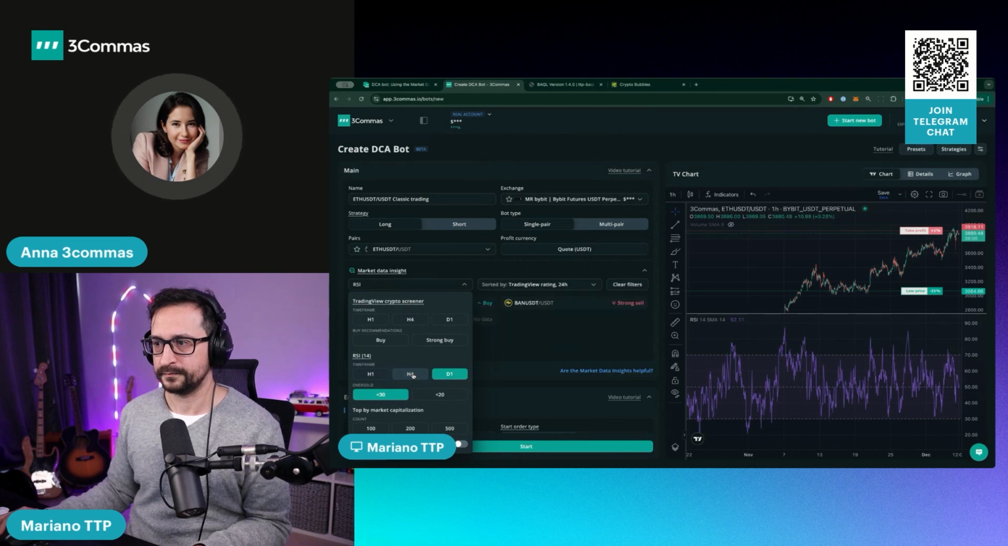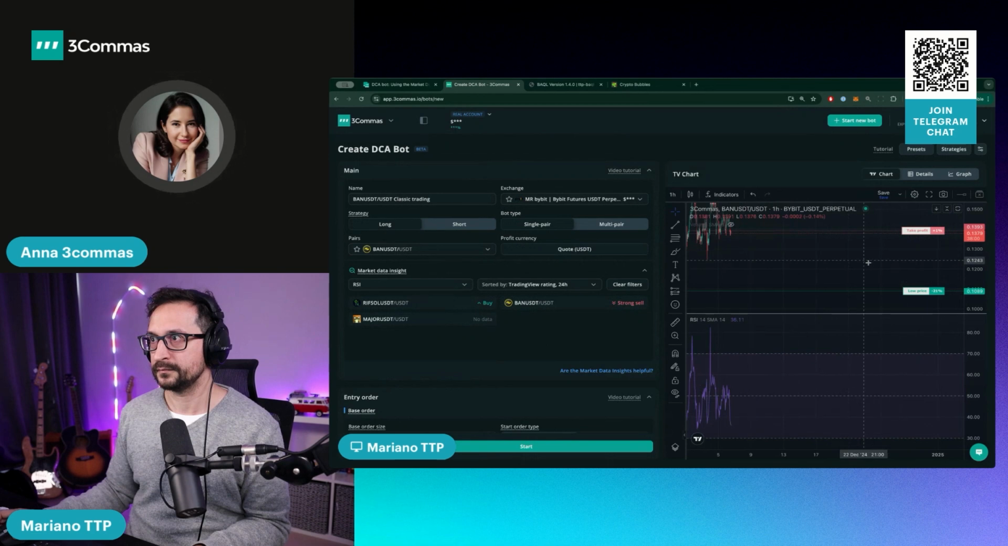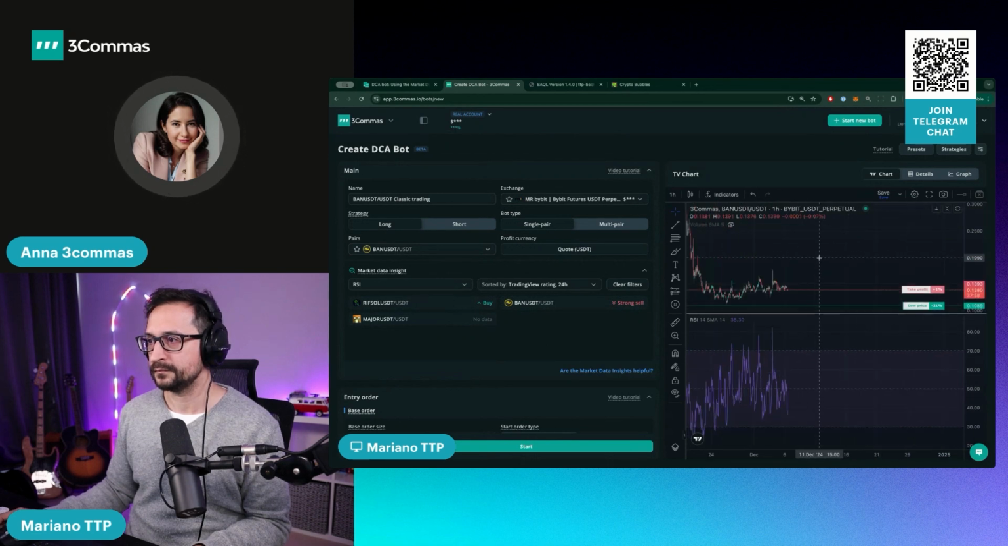So the next question we have is, with which settings or scope of metrics would you use the crypto screener to spot trading opportunities in advance of them playing out?